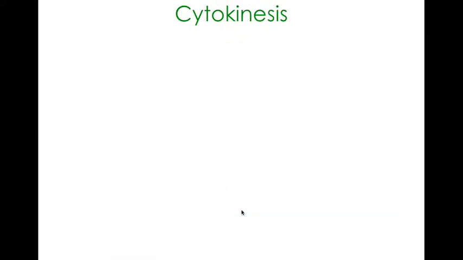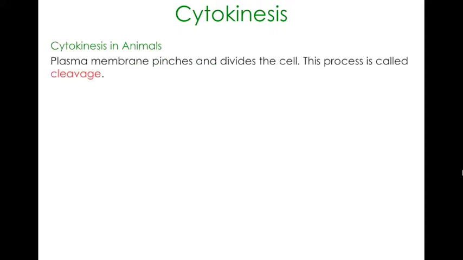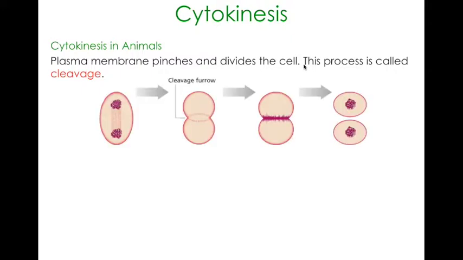Okay, now in cytokinesis, particularly for animals, including humans, the process is fairly straightforward. The plasma membrane, which is what encompasses the whole cell, will actually pinch right down the middle and divide the cell. And this process is called cleavage. Now, you've got to remember the plasma membrane is not static, but it is a dynamic membrane.